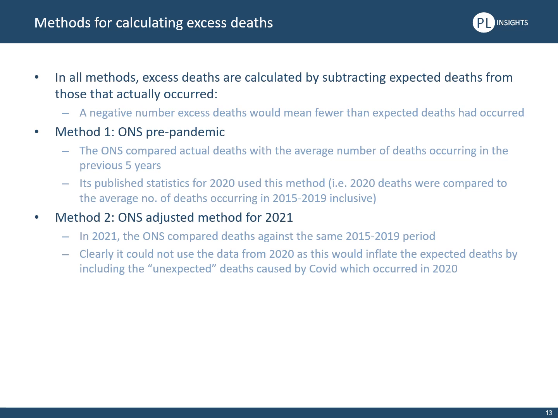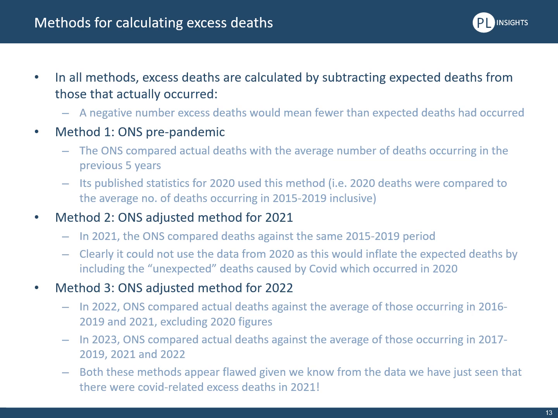In method 2, it adjusted method 1 during 2021 because, whilst ordinarily it would have taken the period 2016 to 2020 inclusive, it thought, hang on, we can't do that because 2020 has already got excess deaths in it from the COVID pandemic. It therefore decided to compare 2021 deaths with the same 5-year period, 2015 to 19 inclusive, that the 2020 deaths were compared to.